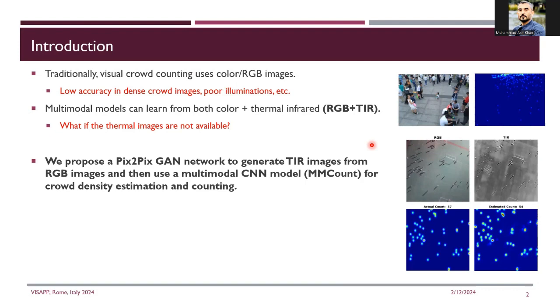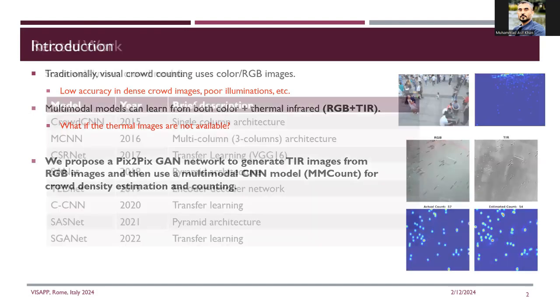We propose a Pix2Pix GAN network to generate thermal images from RGB images, and then use a multimodal CNN model, which we named MMCount in this paper, for crowd density estimation and counting, to get the maximum accuracy using RGB images alone. Thermal images are generated using the Pix2Pix GAN from the color images, and then we use the original color images and the generated thermal images in the multimodal architecture to estimate the crowd density.